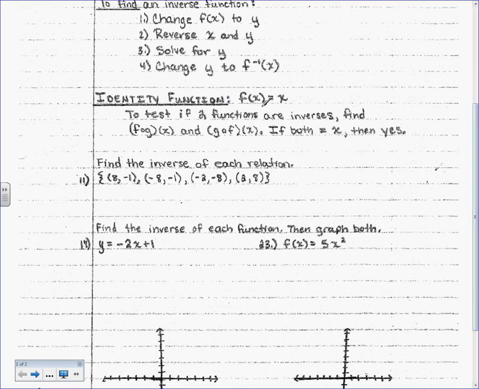Identity function, f of x is equal to x. So, to test if two functions are inverses, there's more than one way to do it, but this is probably a pretty easy one. Find f of g of x and g of f of x, just like yesterday, right? That's not new to you, all right? If they both equal x, then yes, they're inverses. If they don't, then it's no. Okay, and I'll show you how to do that in a minute. So that's not new to you at all.